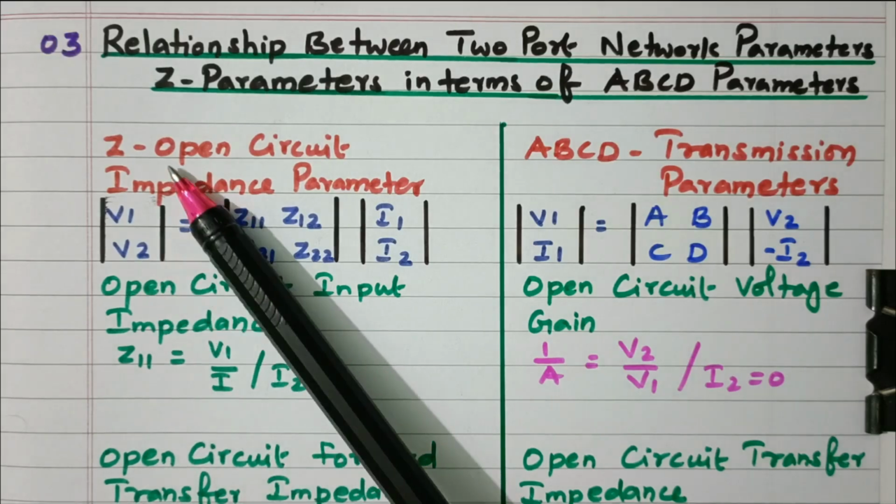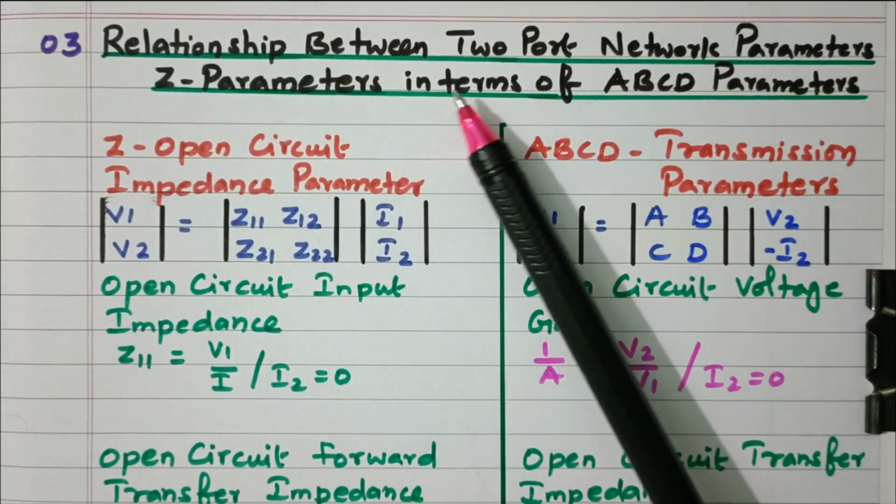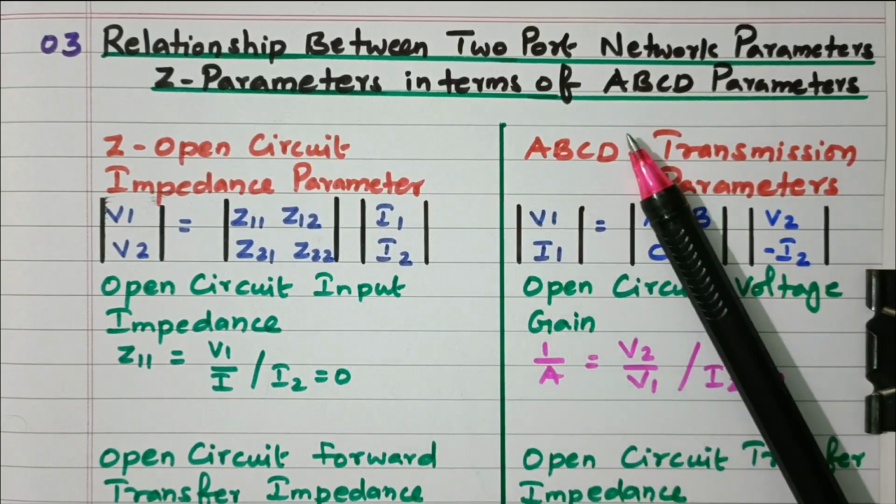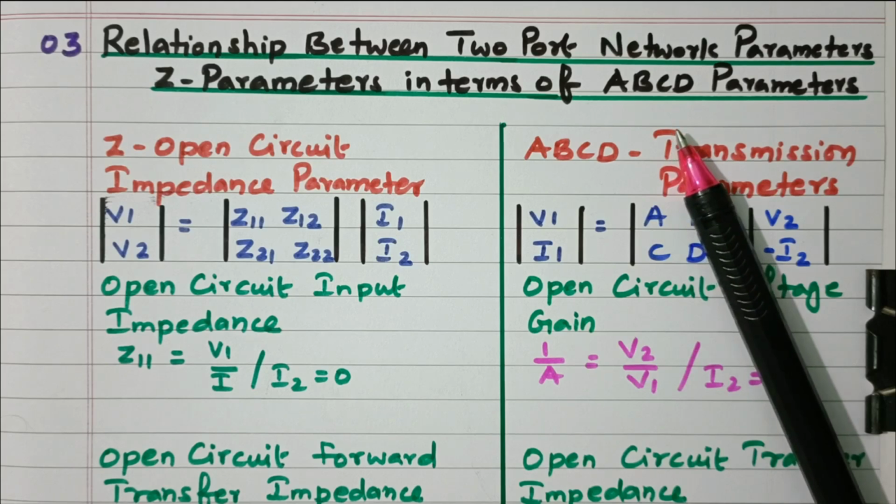Welcome viewers. In this video we'll see the relationship between two-port network parameters: Z parameters in terms of ABCD parameters.